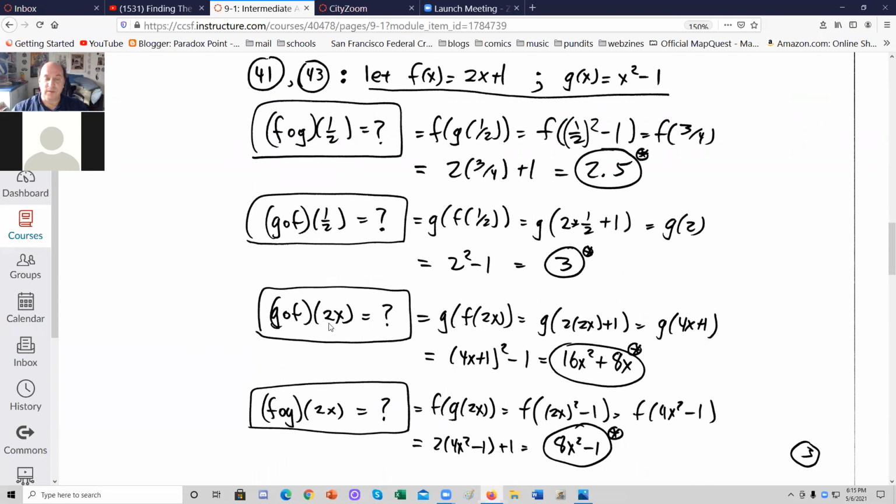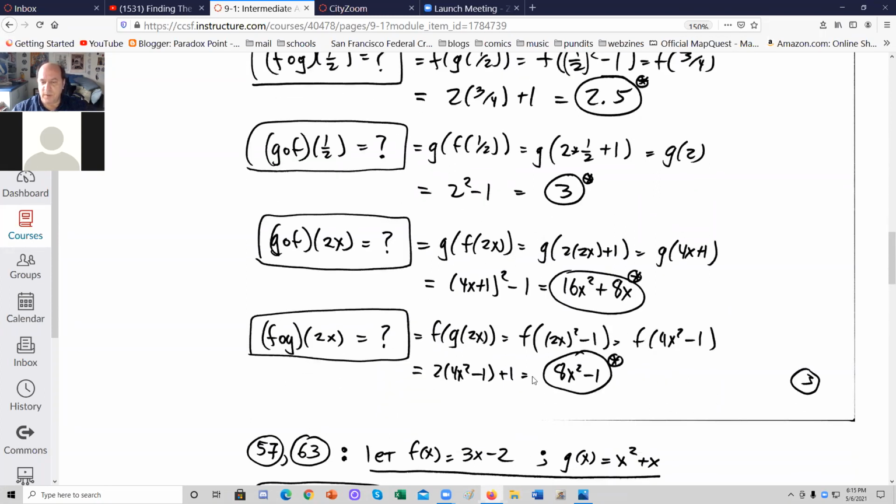Here's g of f of 2x and f of g of 2x. Well, g of f of 2x is g of twice 2x plus 1, which is g of 4x plus 1. And g of something is its square minus 1, so we square 4x plus 1 and subtract 1. And after a bit of churning, we get 16x squared plus 8x. F of g of 2x is what? Well, g of 2x is 4x squared minus 1. That's f of 4x squared minus 1. And f of something is twice the thing plus 1. Twice 4x squared minus 1 plus 1 is 8x squared minus 1. And again, not even remotely the same.